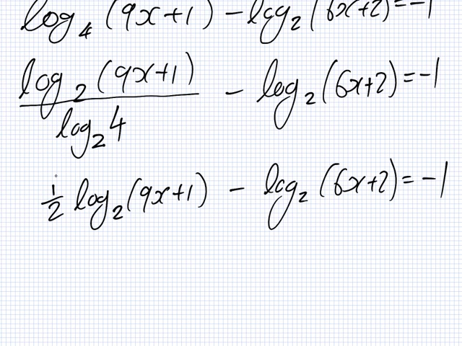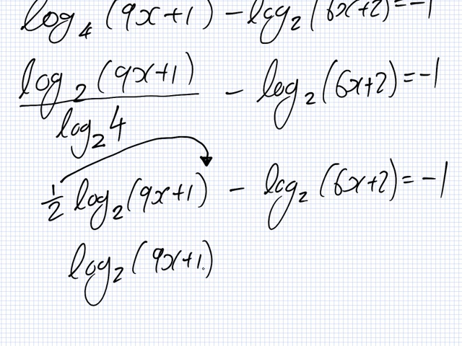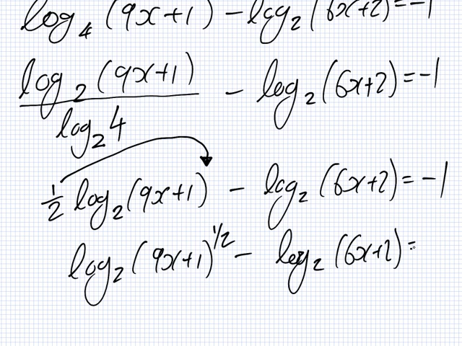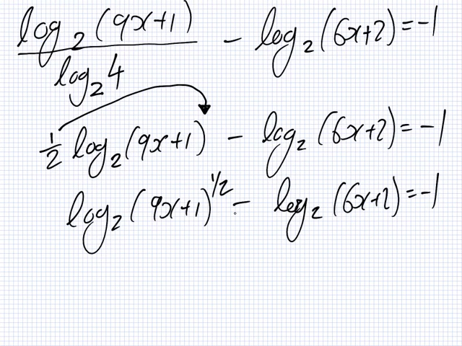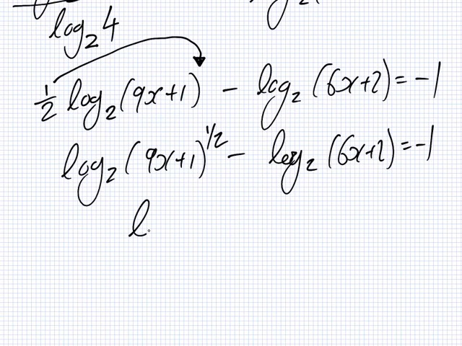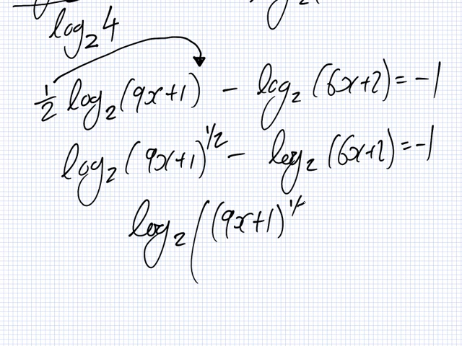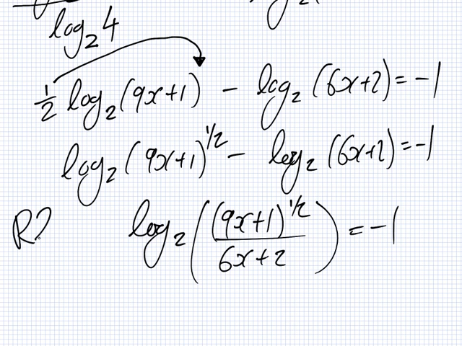Because of the half, what I can do is bring this up to the power. So this would be log 2 of (9x plus 1) to the power of a half, minus log 2 of (6x plus 2), equals minus 1. When I subtract, I divide using the second rule. So this will be log 2 of (9x plus 1) to the power of a half over (6x plus 2) equals minus 1. This is using the second rule of logs.